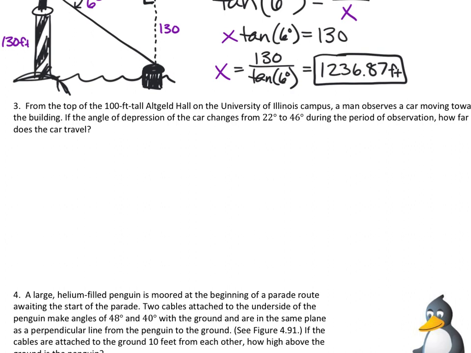So from the top of the 100-foot, I don't know how to say the name of this hall, on the University of Illinois campus, Altgeld, a man observes a car moving toward the building. If the angle of depression of the car changes from 22 degrees to 46 degrees during the period of observation, how far does the car travel? Makes no sense till we draw a picture.